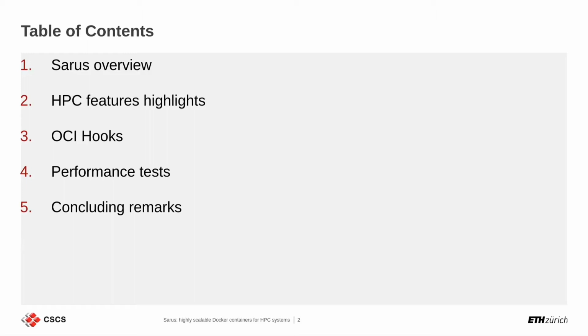Sarus, a container engine capable of deploying highly scalable containers on HPC systems starting from Docker images. I'm going to start by giving a quick overview about Sarus, then highlight some of the HPC specific features implemented by the engine, and then I'm going to delve into a little bit more detail about OCI hooks, why they are so interesting in HPC, and what advantages they bring. I'm going to present some results from performance tests of real-world applications on a production system, and then I'm going to wrap up the talk with some concluding remarks.